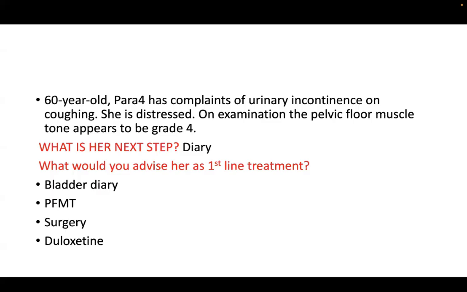Now a question: a 60-year-old woman, para 4, complains of urinary incontinence on coughing. She is distressed. On examination, pelvic floor muscle tone appears to be grade 4. What is the next step? And what will be advised to her as first line treatment? Here is the fallacy. Here, as I already told, what is the first line investigation or first investigation? That will be urinalysis.